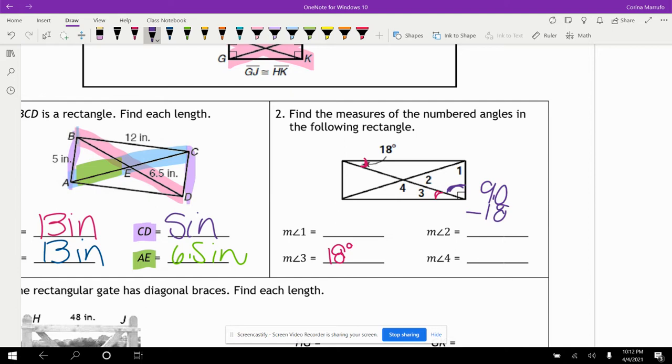And that is going to give me, let me put that in my calculator really quick. And that gives me 72. Okay, so that means if this angle right here is 72, and since this side is the same as this side, then that means angle 1 should also be 72.